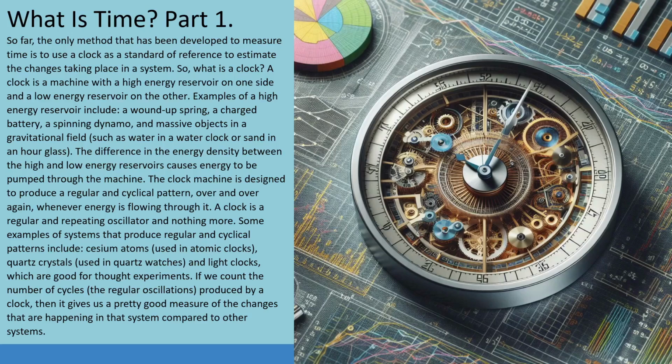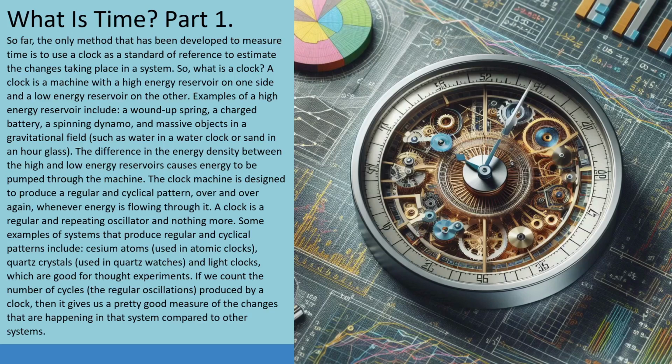The difference in the energy density between the high and low energy reservoirs causes energy to be pumped through the machine. The clock machine is designed to produce a regular and cyclical pattern over and over again whenever energy is flowing through it. A clock is a regular and repeating oscillator and nothing more.